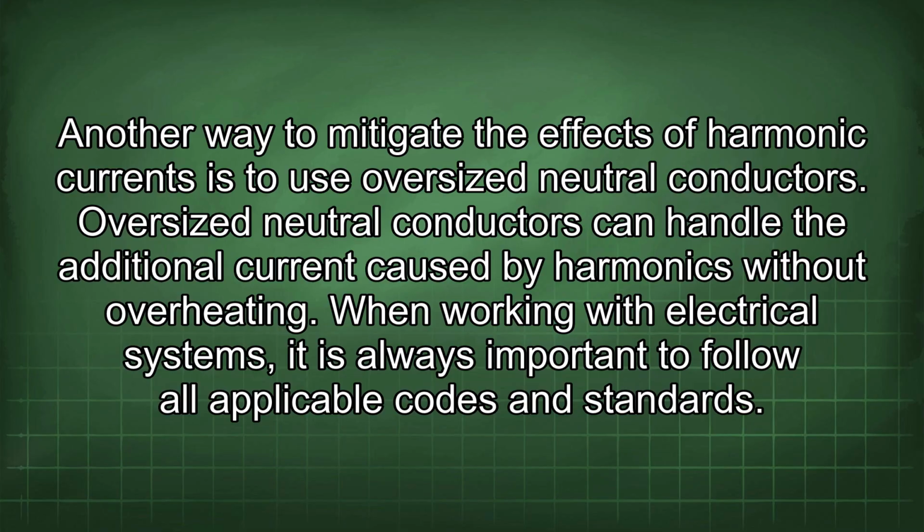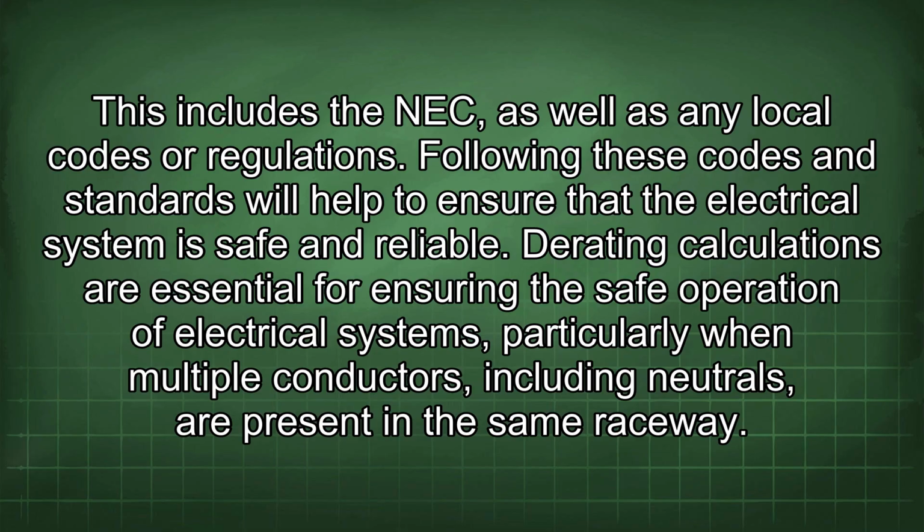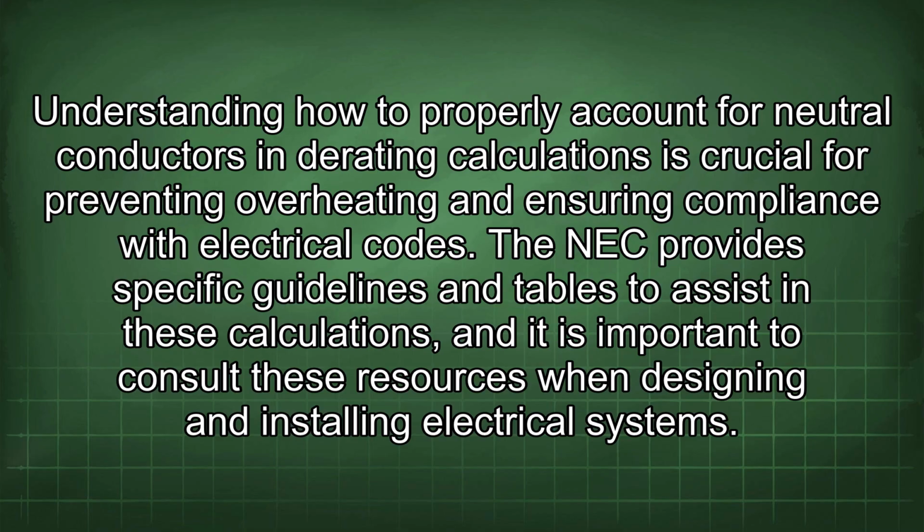When working with electrical systems, it is always important to follow all applicable codes and standards. This includes the NEC, as well as any local codes or regulations. Following these codes and standards will help to ensure that the electrical system is safe and reliable. Derating calculations are essential for ensuring the safe operation of electrical systems, particularly when multiple conductors, including neutrals, are present in the same raceway. Understanding how to properly account for neutral conductors in derating calculations is crucial for preventing overheating and ensuring compliance with electrical codes.